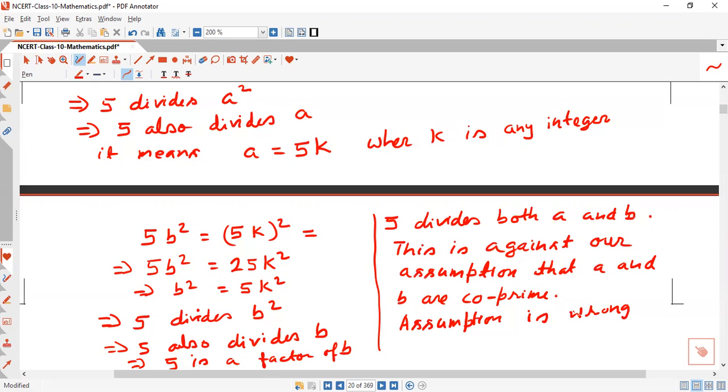So root 5 is not a rational number. Root 5 is an irrational number. So this is the proof of this question.